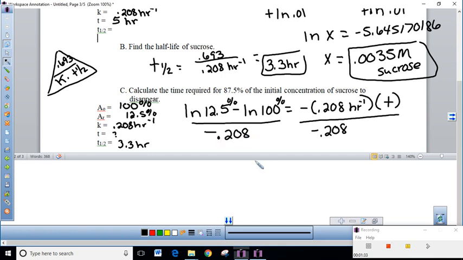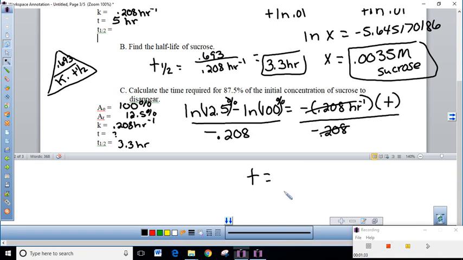Now, it is important on the calculators that, because when you do this, it opens up a parentheses, you close it, opens up a parentheses, and close it. Some calculators need you to go ahead and do this in the calculator, hit enter, and then hit divide by negative 0.208. Some calculators will not handle it very well if you try to do that all in one step. So be careful with that.